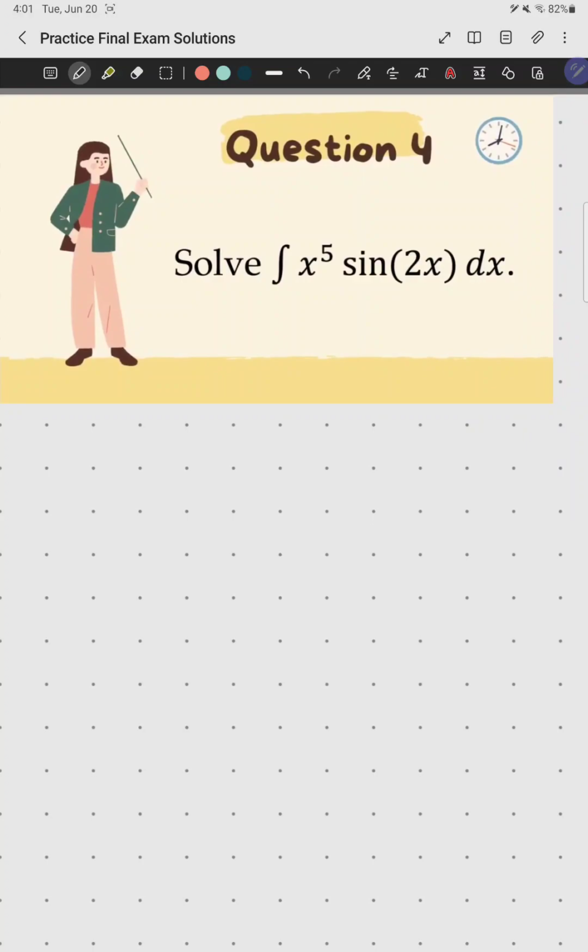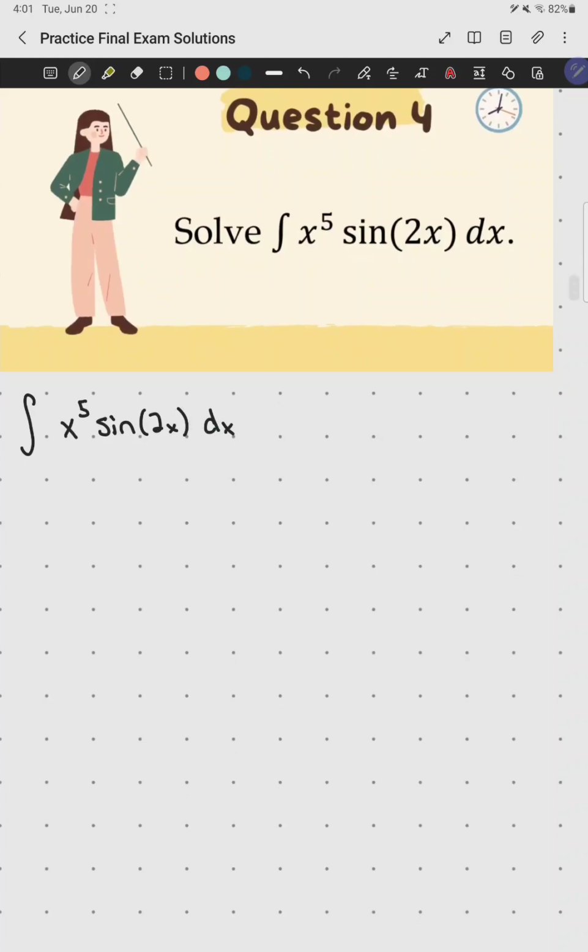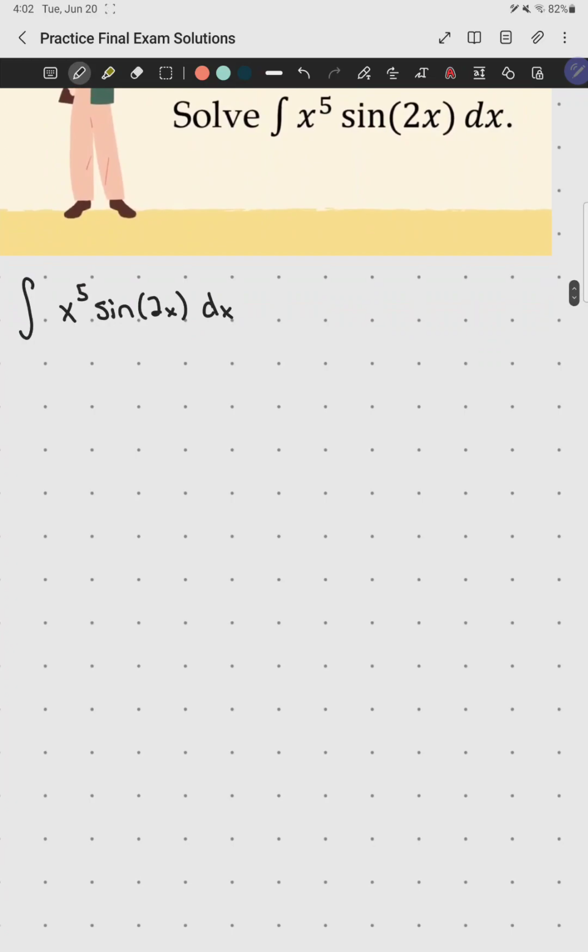All right. Question 4. We're going to solve the integral of x to the 5th sine 2x. For this, to make my life just a little bit easier, I'm going to use the tabular method, because eventually it will go to 0, which means I won't have to do any sort of integration.